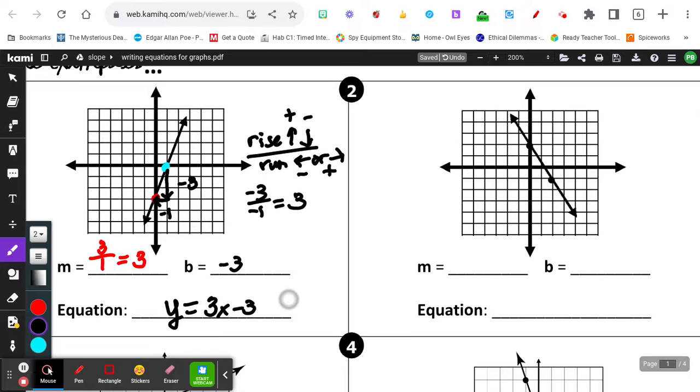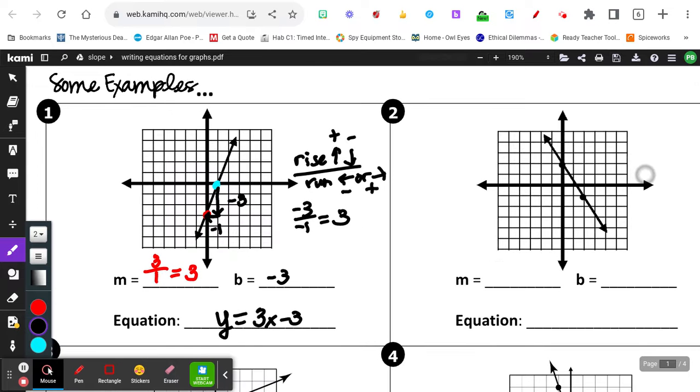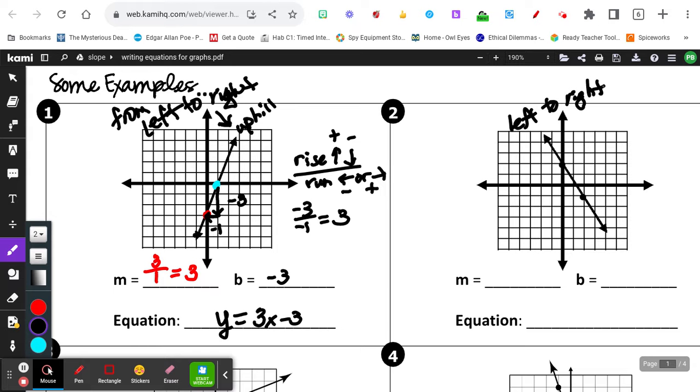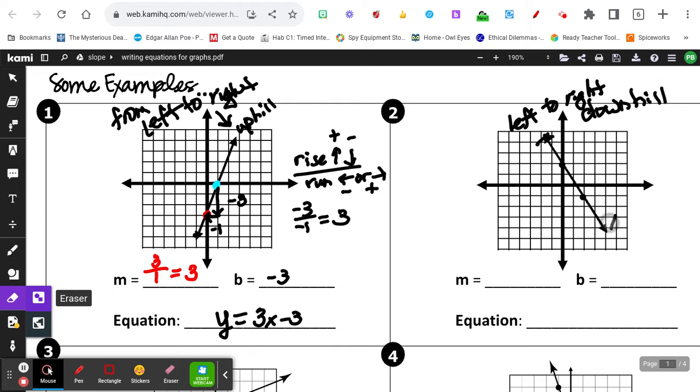All right, let's take a look at this one. And you can also be able to tell, guys, this line goes uphill, so you're going to have a positive slope. This line, and it's from left to right, from left to right, the line goes uphill. But here from left to right, the line doesn't go uphill. It goes downhill. So you should expect a negative slope, okay?